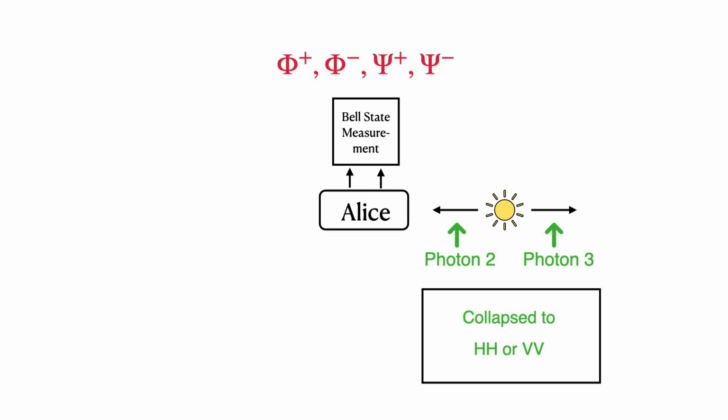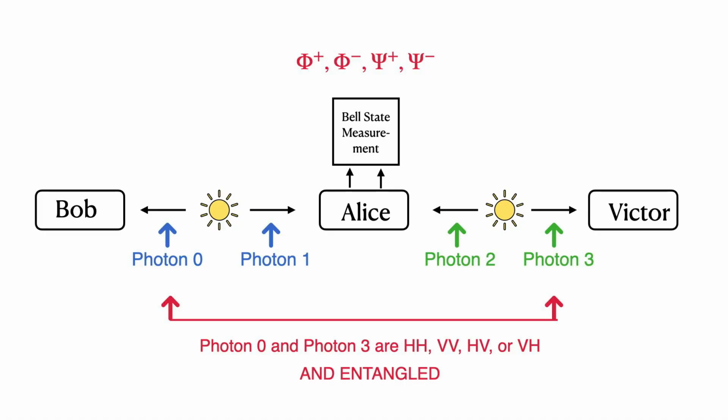Also, when she measures photon 2, that collapses the state of photon 3 to being either horizontal or vertical to match photon 2. So now you see that photon 0 and photon 3 are either both horizontal or both vertical, or one horizontal and one vertical. And beyond that, these two are entangled. It's not just that they match, they have all the properties of entanglement that we've seen, well, you've probably seen in previous videos, and they can do anything that the original pairs of entangled photons did.